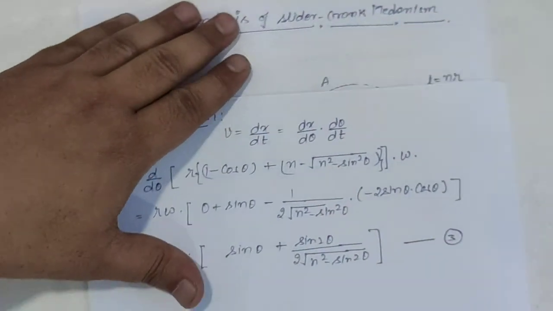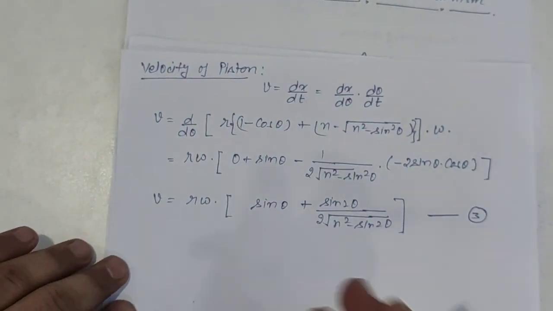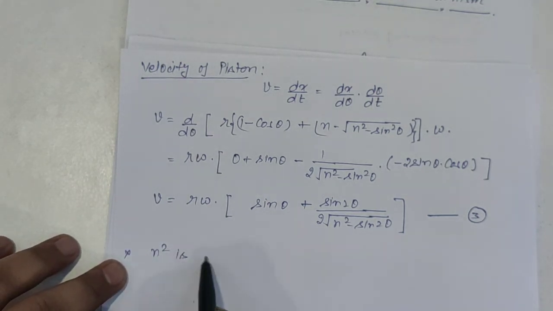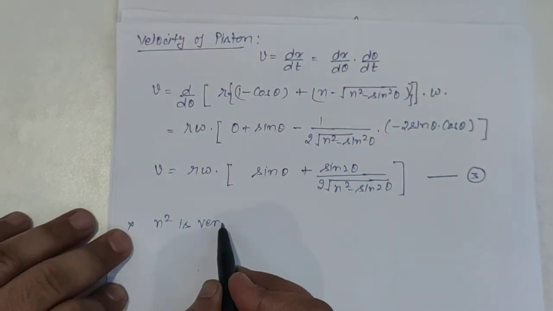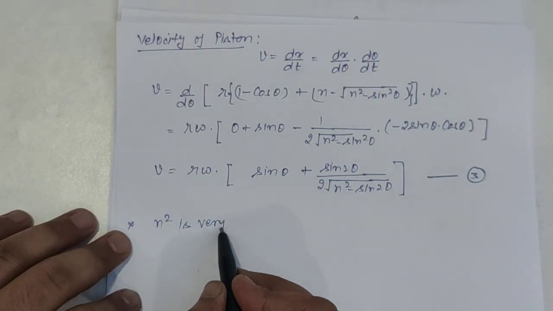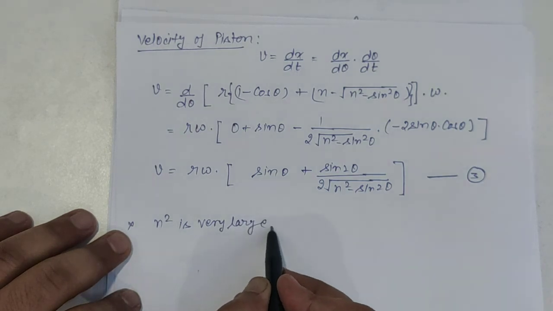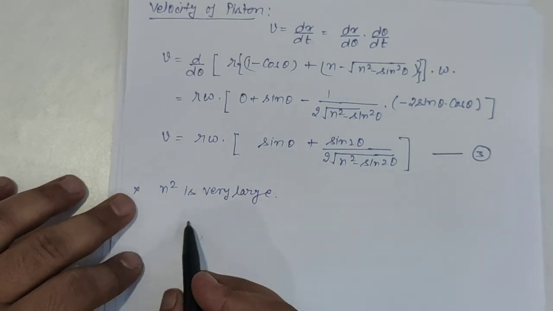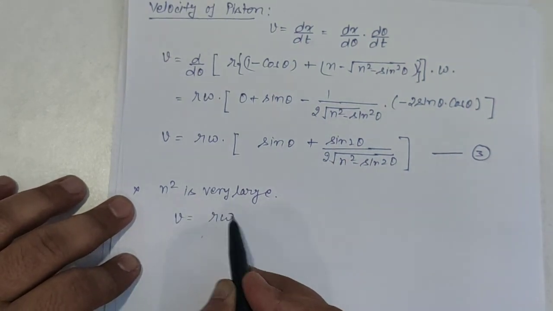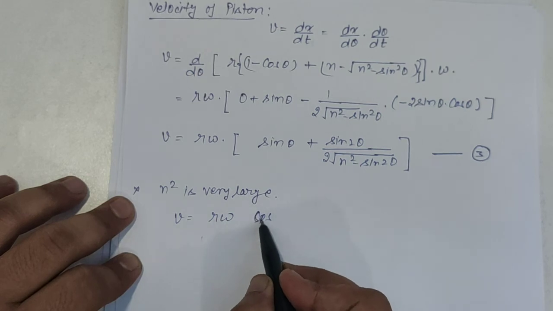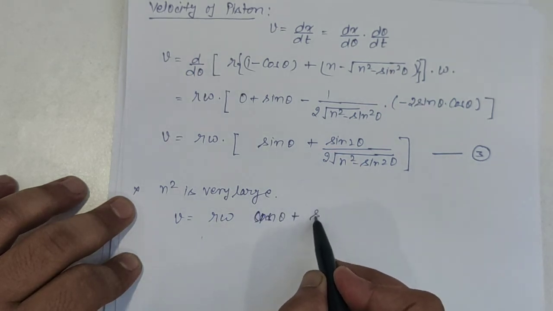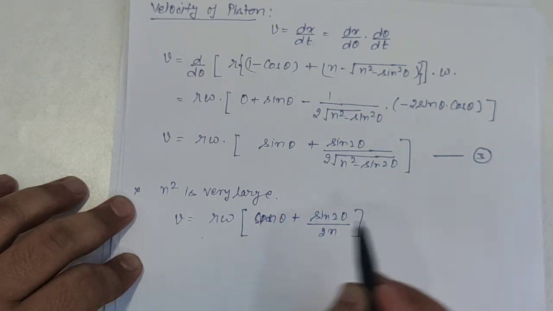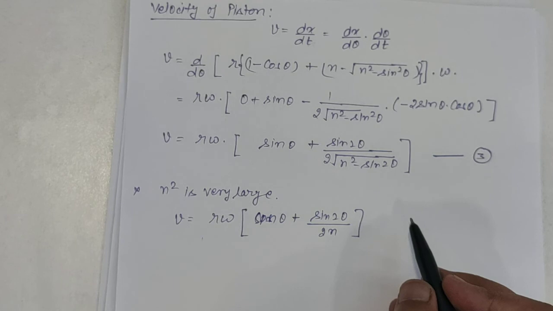After assuming some part, if n² is very large, then this value will come to n. So we will have v = rω[sin θ + sin 2θ/(2n)] if n² is very large. This is equation number 4.